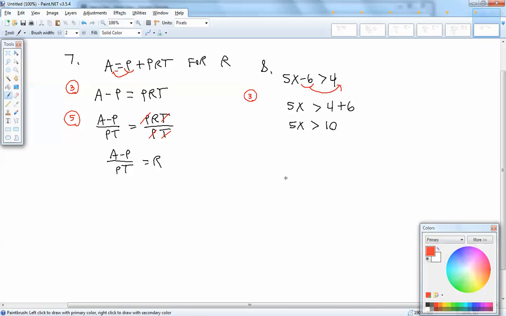Our fourth step in solving a linear inequality is to divide both sides by the number in front of your x. Well, the number in front of our x is a 5. So we're going to divide both sides by 5. So we get x is greater than 2. Now this is our answer. Set builder notation means we put an x, curly brackets, x with a vertical bar, and then whatever we came up with.